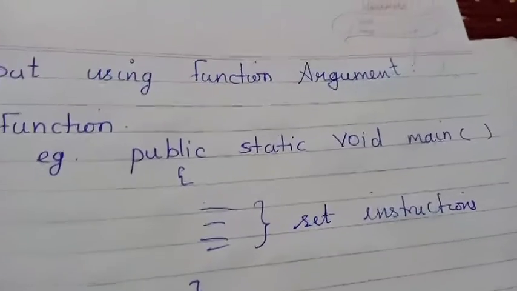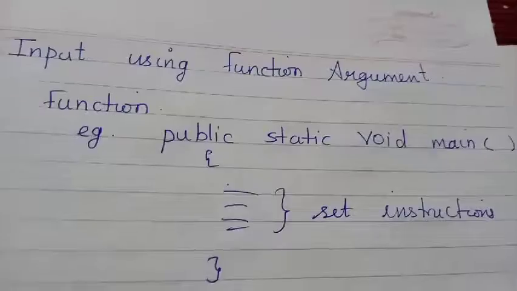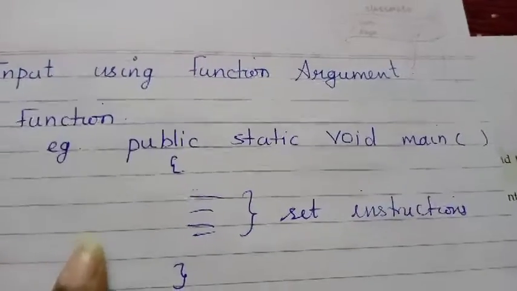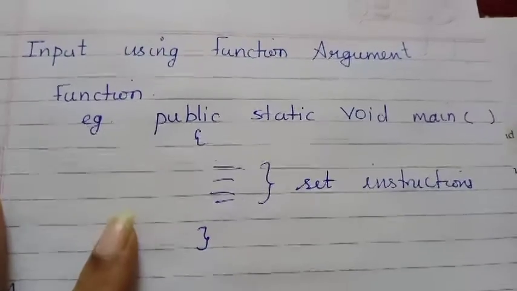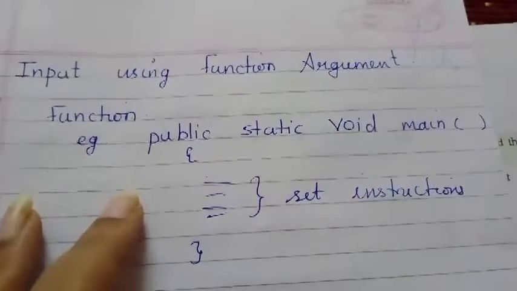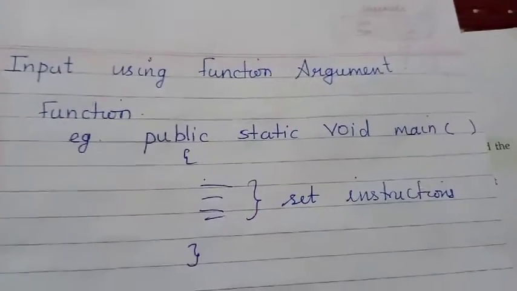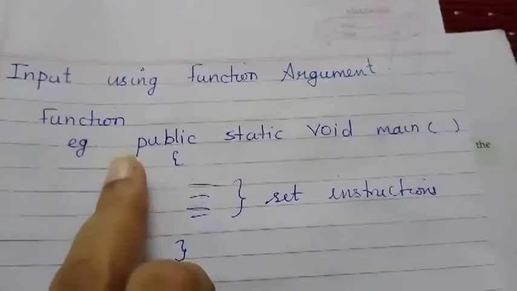Whenever you write a program, you need some input. For example, you are going to add two numbers. If you get the numbers only, you can add it. So you need some input from the user. Now we will see how we are going to get the input from the user. First we will see what is a function.